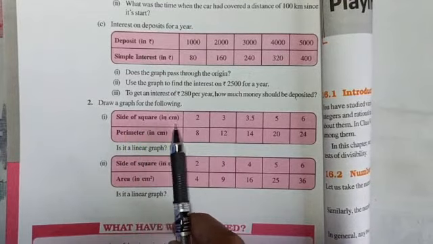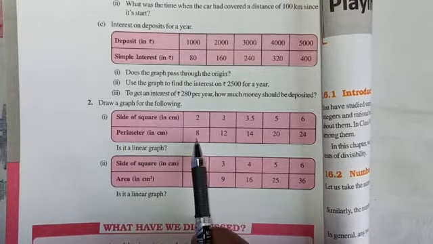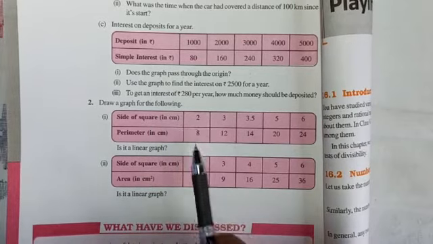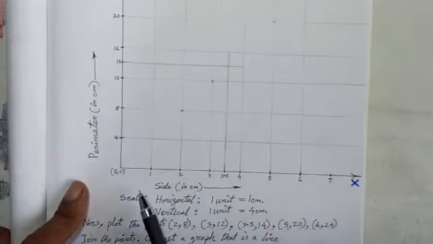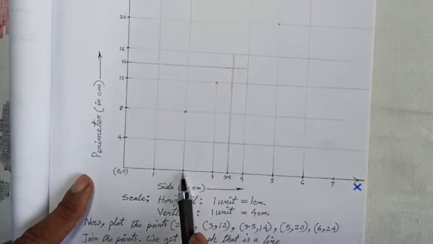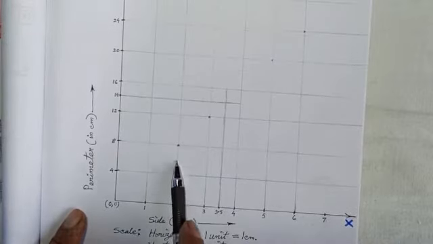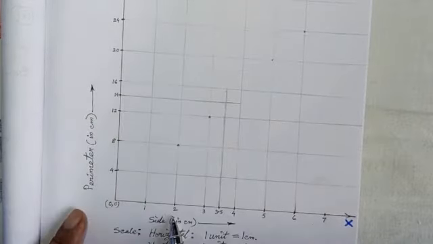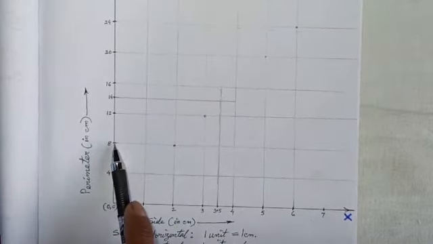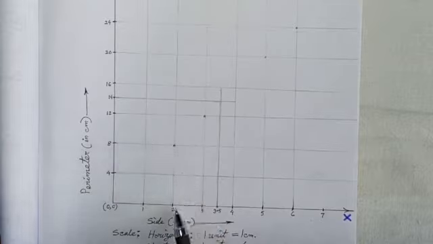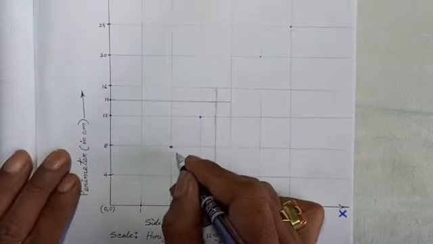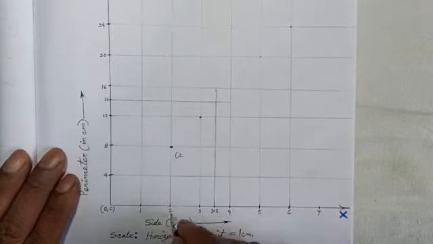Now let us see in the question. Side of square in centimeter 2, perimeter in centimeter 8. That is 2, 8. So this is side and this is 2 centimeter, and through this point we have to draw a perpendicular line. Then perimeter is 8, so this is 8. Through this point we are drawing another perpendicular line, and these two perpendicular lines intersect here, and this point represents the coordinate 2 and 8.